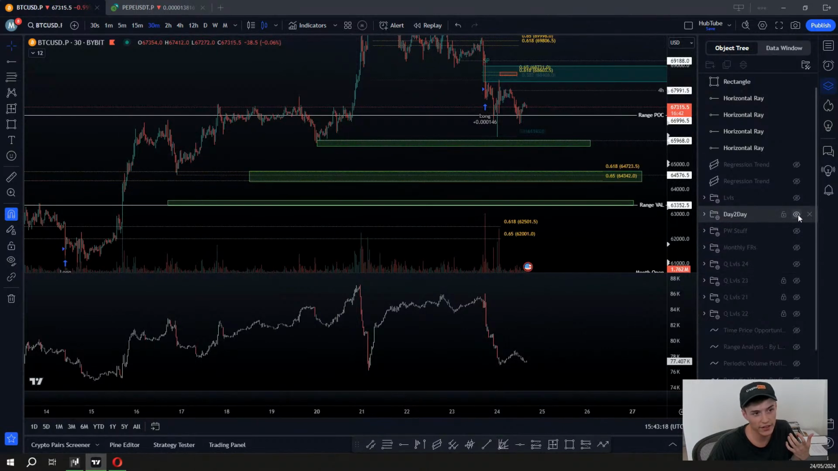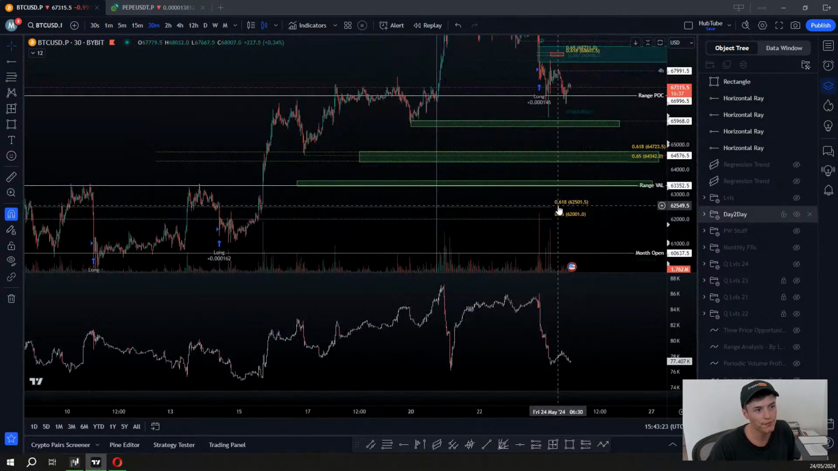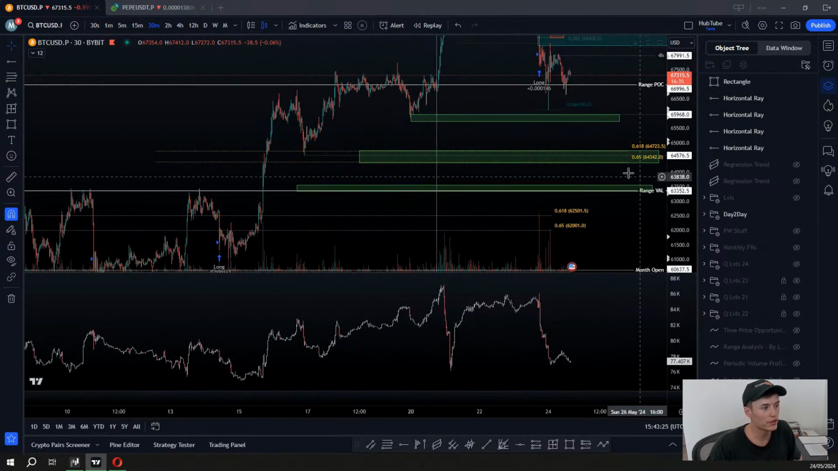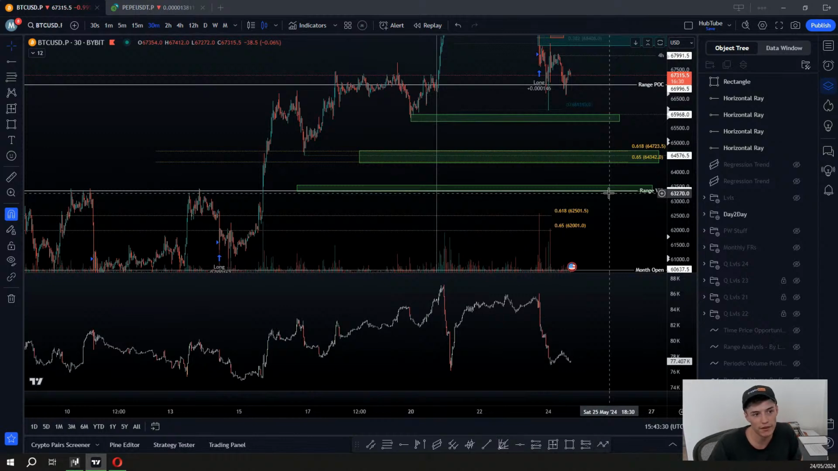Now, if I unhide this and we see where the other gold pocket is, the reason I do not favor this gold pocket, okay, is because at that point, coming down to this gold pocket, you're losing the range value area.